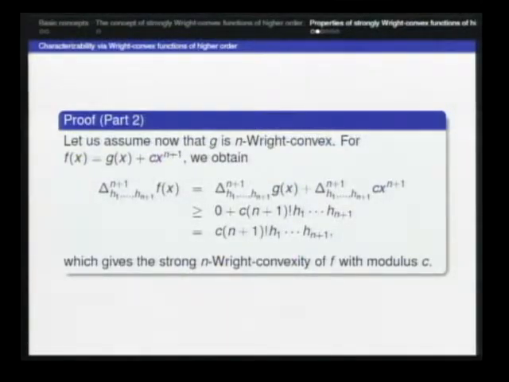If g is n-right convex, then if we consider f as it was given in the theorem again, then using the linearity of the operator delta again, we get this property here. And this term is equal to 0, since g is an n-right convex function. Plus this term here, which we get from this one, gives this equation, which implies the validity of the other direction in the theorem, which means that the theorem is already proved.